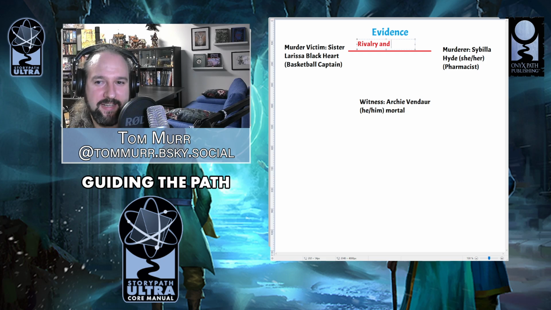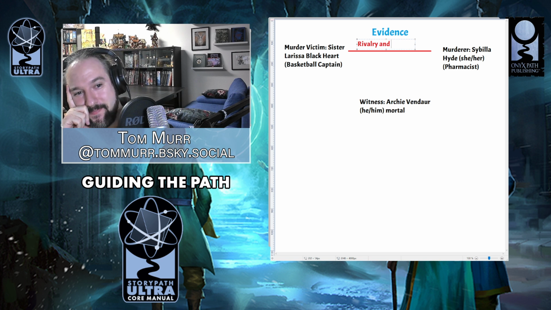They both are captains of basketball teams. One of them is a convent. So we have a group of nuns playing basketball, and their rival team is led by this Hyde pharmacist who uses supernatural potions to enhance the strength of these players. It's silly. We had a lot of fun designing this very silly story last time.